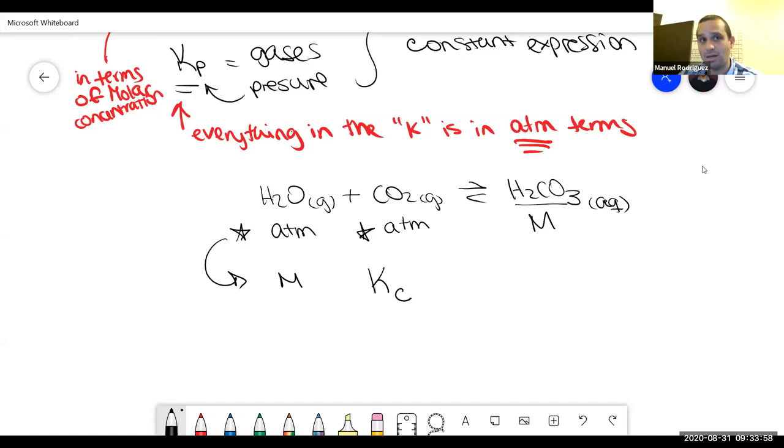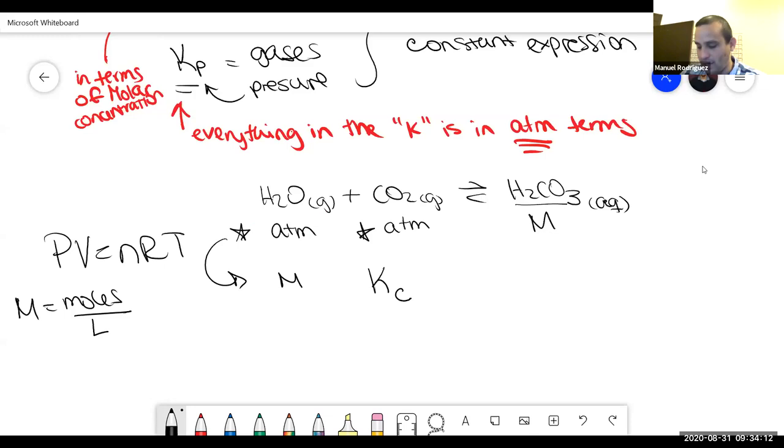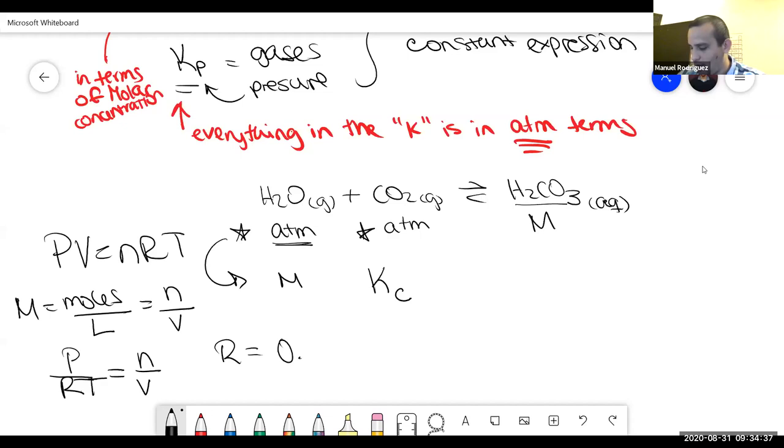I don't remember. With PV equals NRT. Because molar is moles over liter, which is basically N over V. So then you can say that P divided by RT equals N over V. So you take whatever that pressure was and divide it by the R and the T, where R is 0.08206 ATMs times liter divided by mole times K. And then T is the temperature in Kelvin because you have to cancel that K.